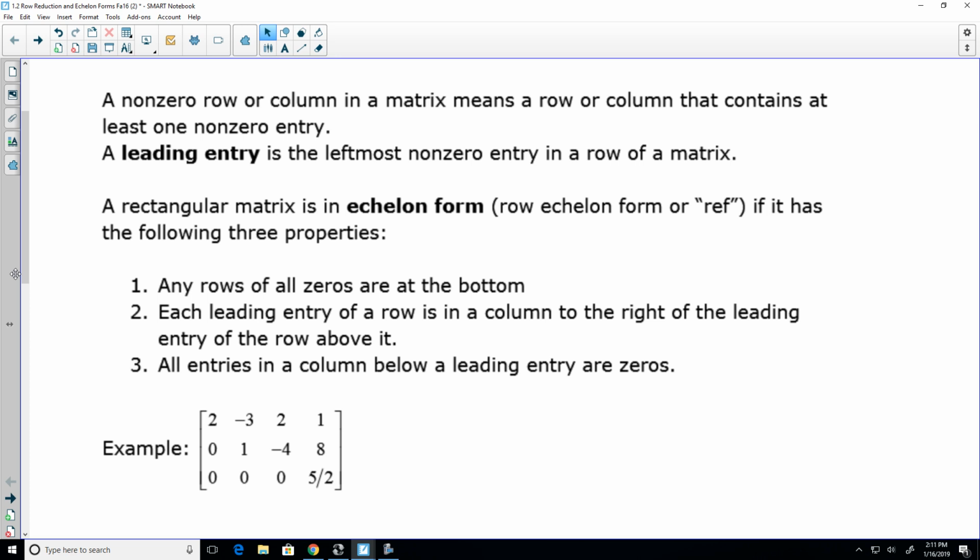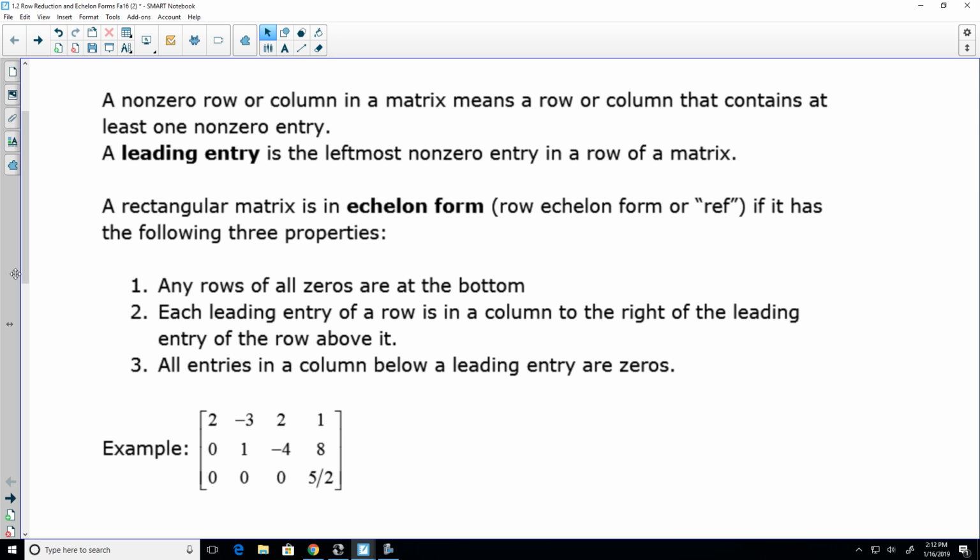A leading entry is the leftmost non-zero entry in a row. We call it the leading entry. And most of the times we want that leading entry to be a 1. Leading ones as well. So a rectangular matrix is in echelon form. And this is confusing because I like to call it row echelon form, or REF. That's how it's displayed in your calculator. If you want to find echelon form in your calculator, you use the REF function.